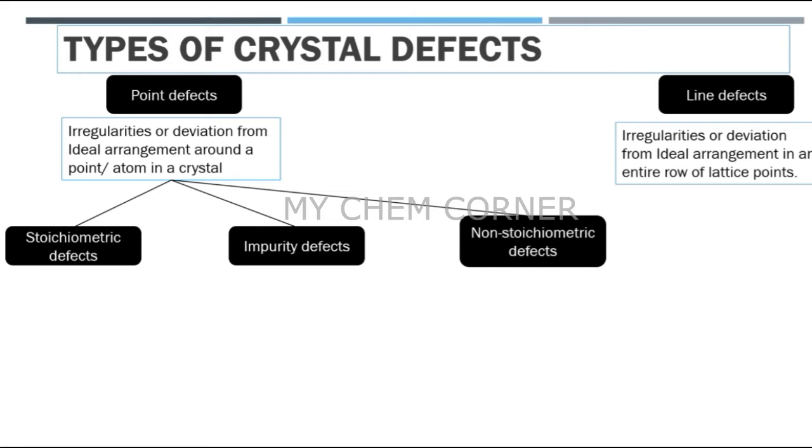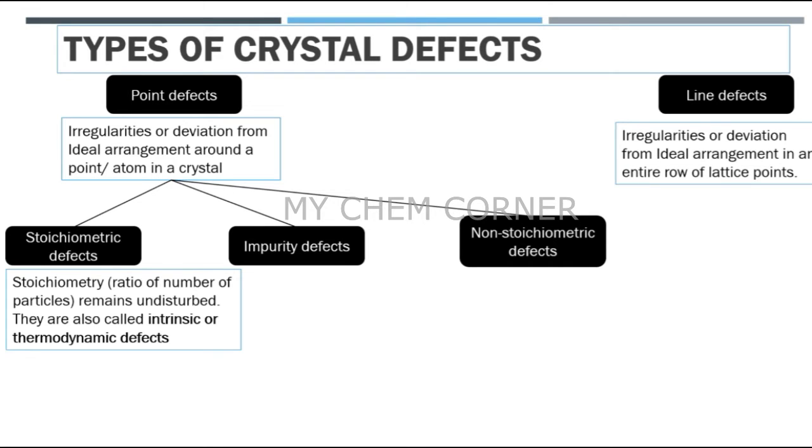Let's go by the term itself. Stoichiometric means you are not disturbing the stoichiometry of that particular crystal. The stoichiometry remains undisturbed, or the ratio of the number of particles remains undisturbed. These are also called intrinsic or thermodynamic defects. They have other terms also.